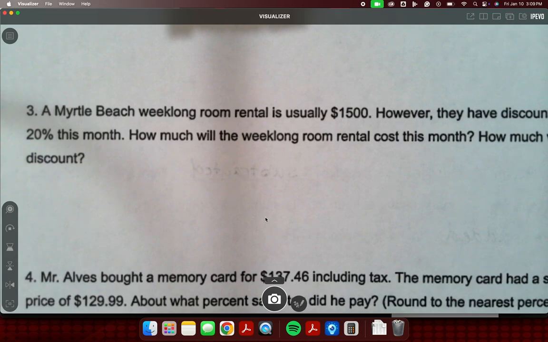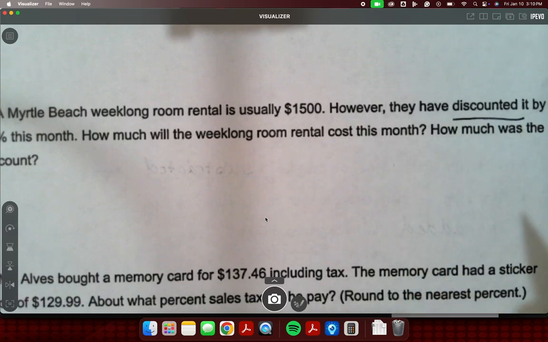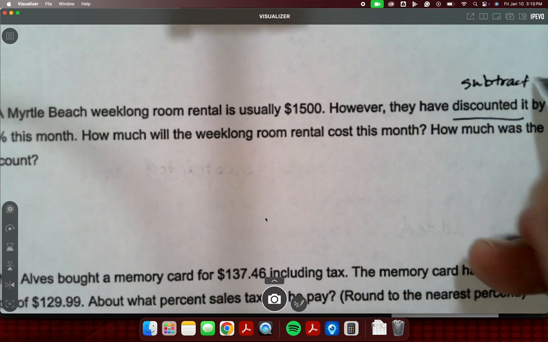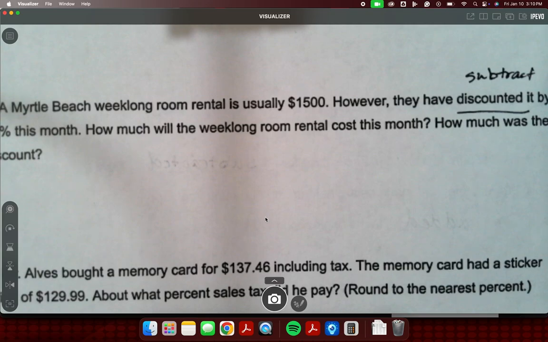Okay, a Myrtle Beach week-long room rental is usually $1,500. However, they discounted it by 20% this month. And so what you should remember when you see the word discounted is that's one where you subtract, because that's a decrease in price. So how much will the week-long room rental cost this month?